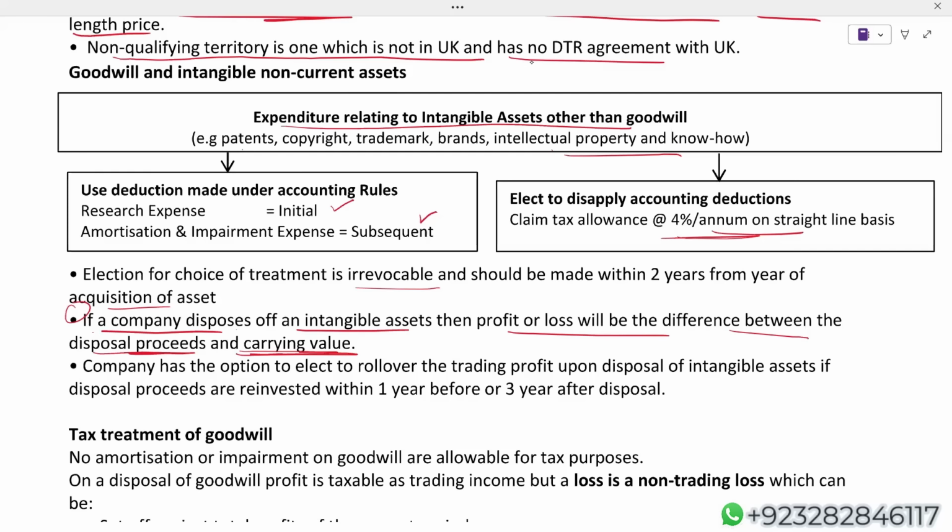Company has the option to elect to roll over the trading profit upon disposal of intangible asset if disposal proceeds are reinvested within 1 year before or 3 years after disposal. If company has sold the intangible asset and there's a profit on that intangible asset, if company wants, they can get the rollover relief, provided that within a qualifying period you have reinvested the money in another qualifying intangible asset.